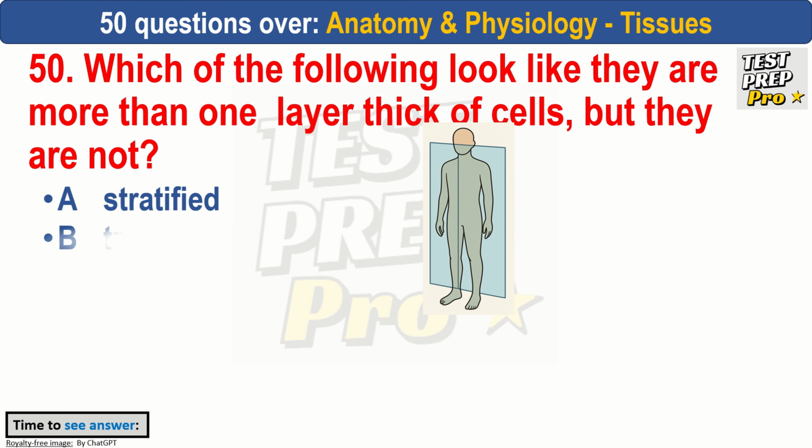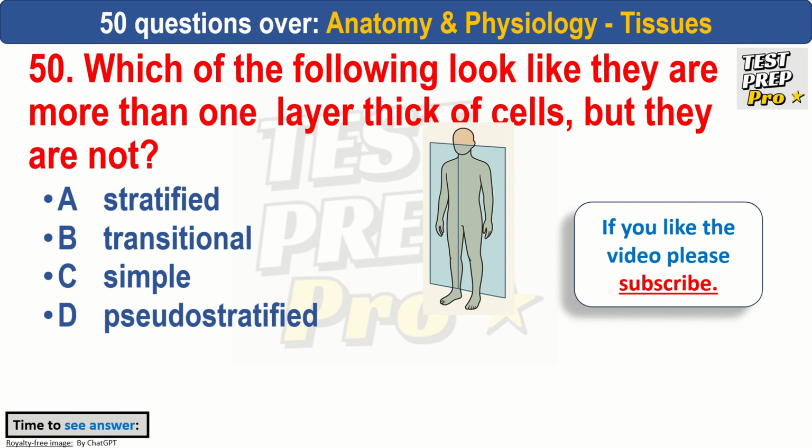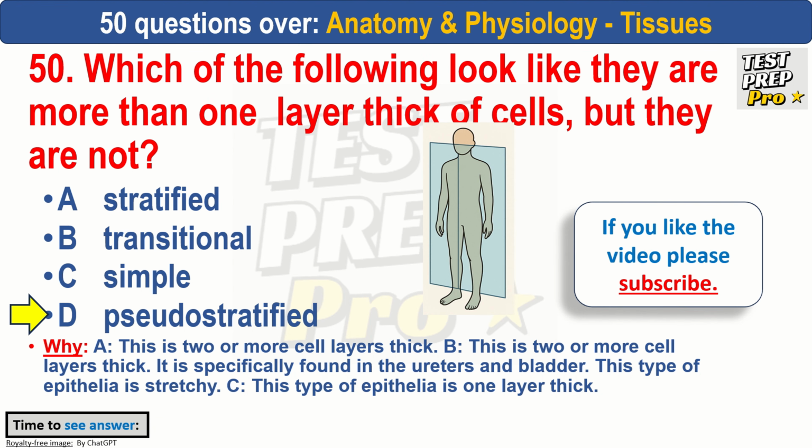Which of the following look like they are more than one layer thick of cells, but they are not? Is it stratified, transitional, simple, or pseudostratified? The answer is pseudostratified.